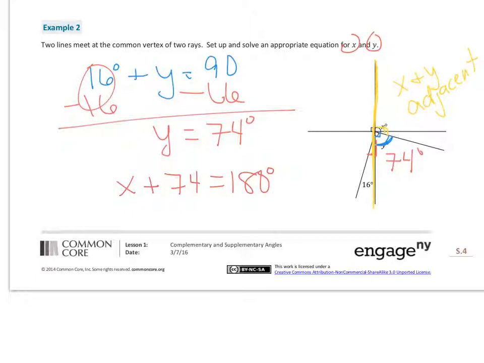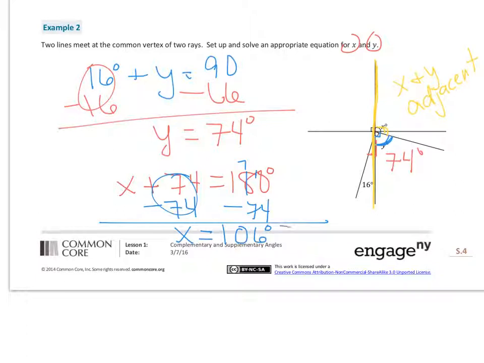All right, now I get to solve it out. Minus 74, X equals 106. So X is 106 degrees. Y is 74 degrees. So piece it out one step at a time and you'll figure these out. Good luck.